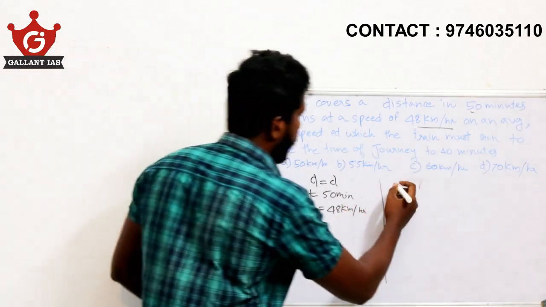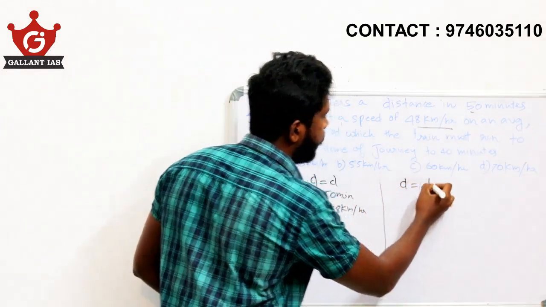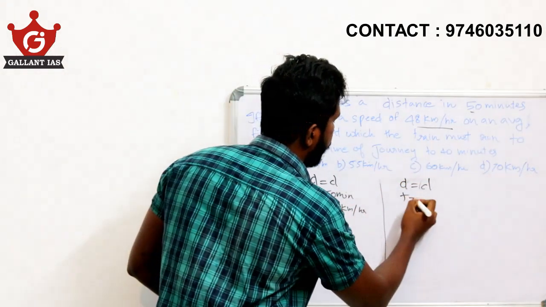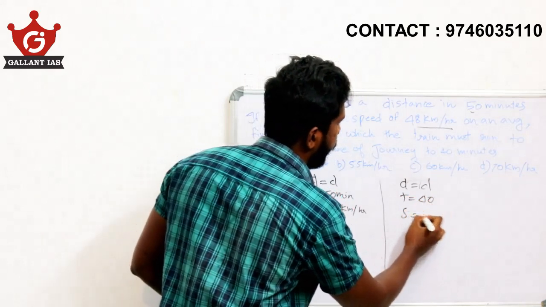Now the second case is what? In order to cover the same distance, the train needs to cover the same distance in a time of 40 minutes, and we need to find the speed.